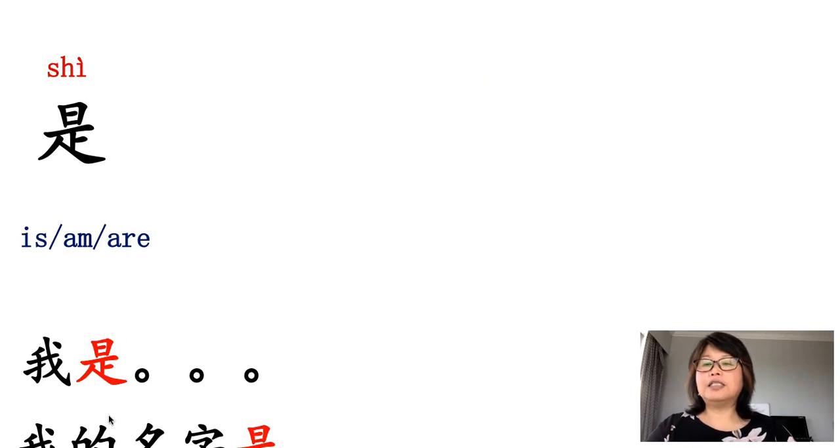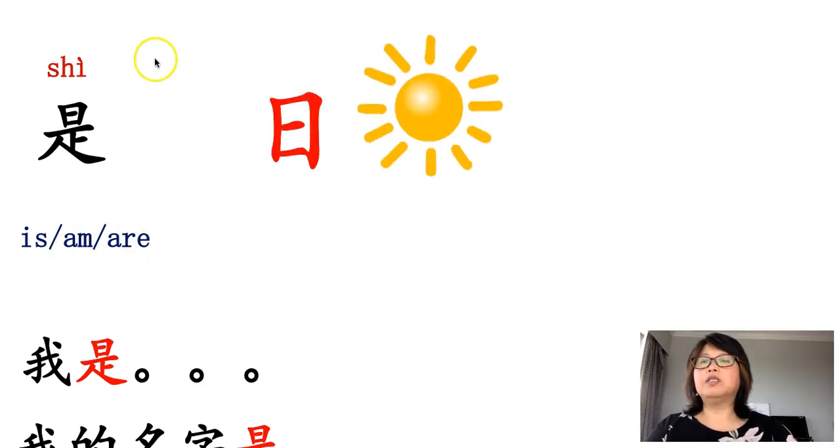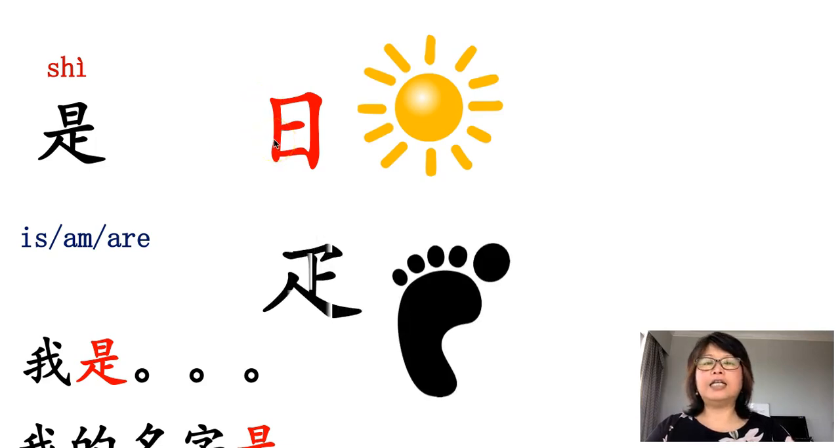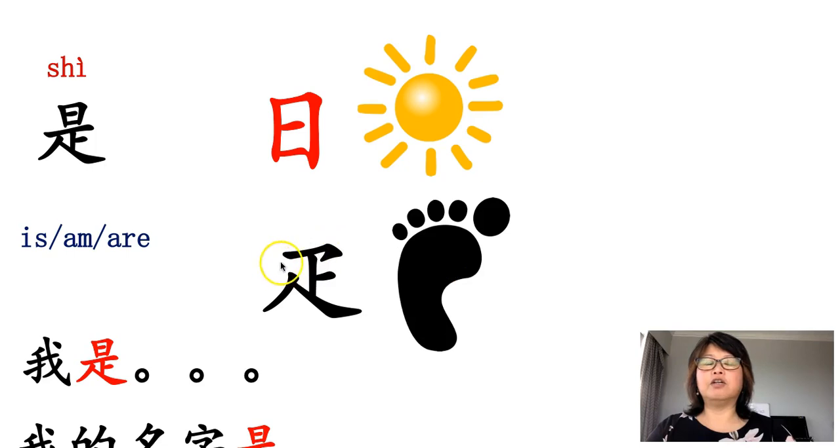And this is 是, also a linking word. At some stages, we can say it is or am or are, but it's not always is or am or are. Break this up. On the top, 是 is the sun. Underneath is the foot. So we're walking towards the sun. So we use it as a linking verb. For example, 我是 Matthew, I am Matthew. 我的名字是 Matthew. My name is Matthew.